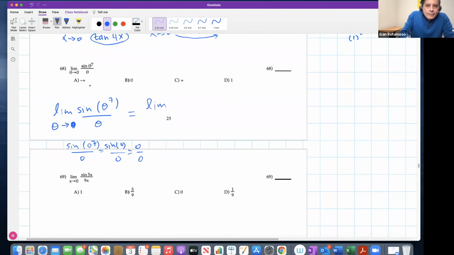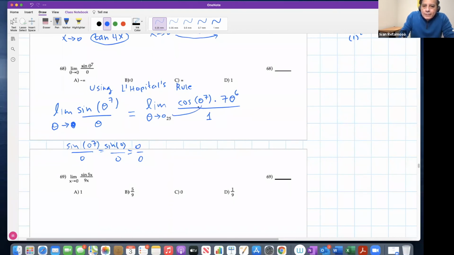Using L'Hopital's rule, this will be equal to the limit as theta approaches 0 of the quotient of the derivatives, respectively. Derivative of sine is cosine of theta to the 7, multiplied by the derivative of the inside function. Derivative of this inside function theta to the 7 is 7 theta to the 6, right? And all over the derivative of this guy, which is 1, right?